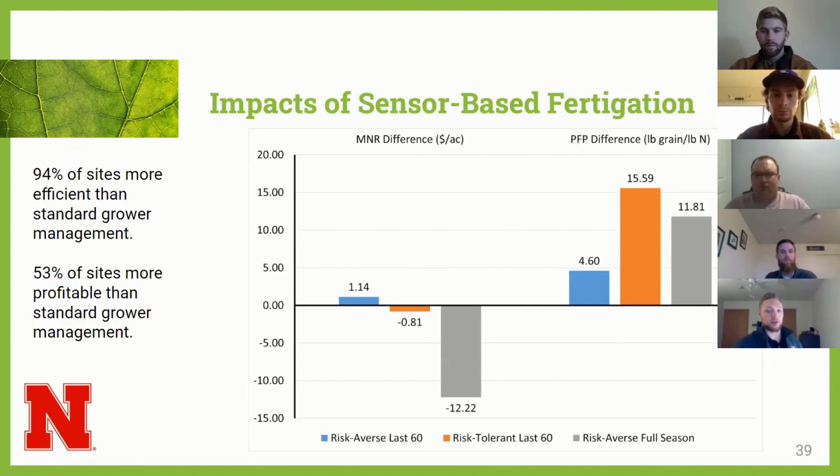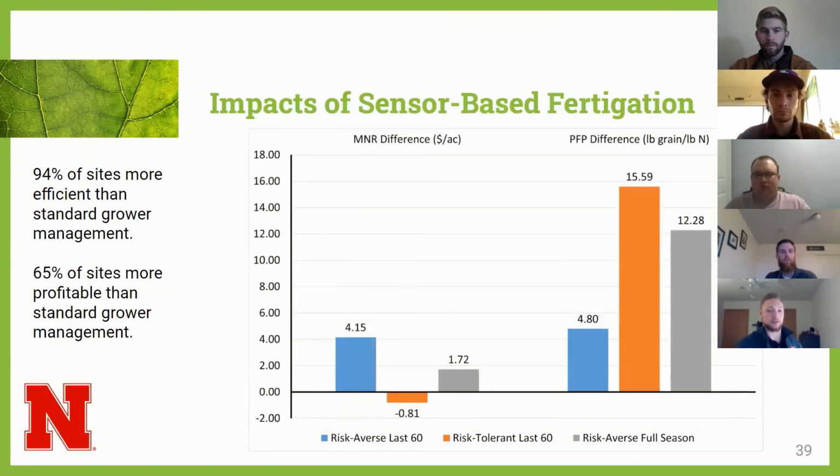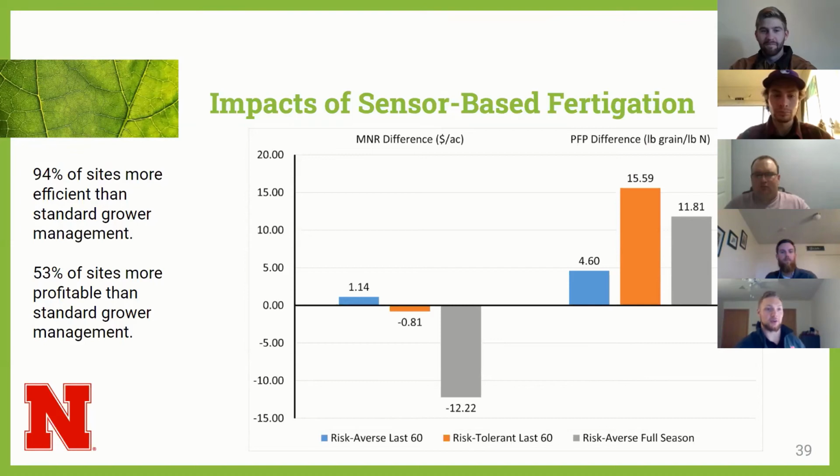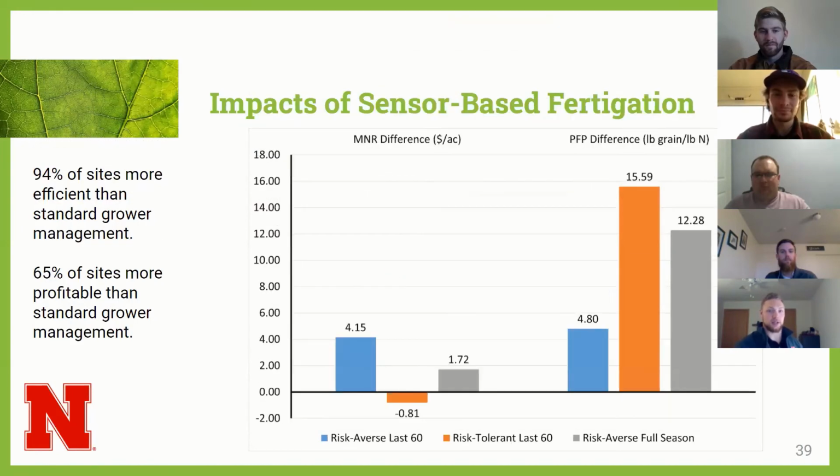Now, what's probably concerning most of you is this number, the negative $12 per acre that we're losing with this risk-averse full season. Well, I'm going to show you the data that comes out if you remove a single rep from a single site that we had this year. And so, Sam, you can press that now.